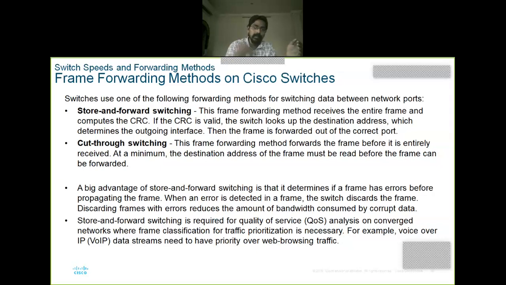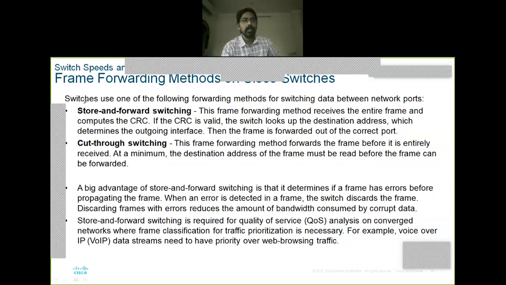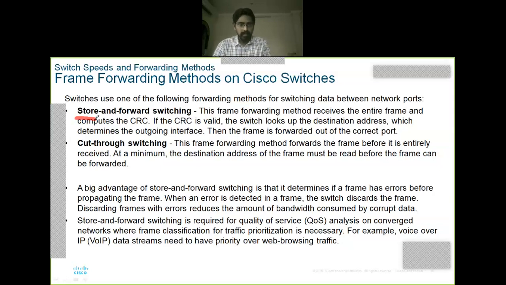What are the mechanisms used for forwarding the data? Switches have two forwarding mechanisms: the store and forward switching mechanism and the cut through switching mechanism. Two important methods. Store and forward: whatever packets or frames arrive at the switch are stored first in the memory, and then the switch forwards the frame to the destination port. This is the basic mechanism in store and forward.